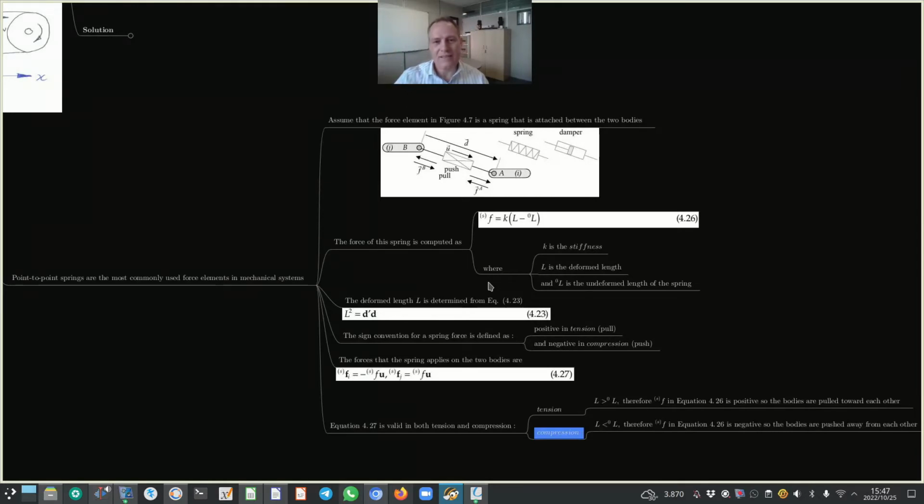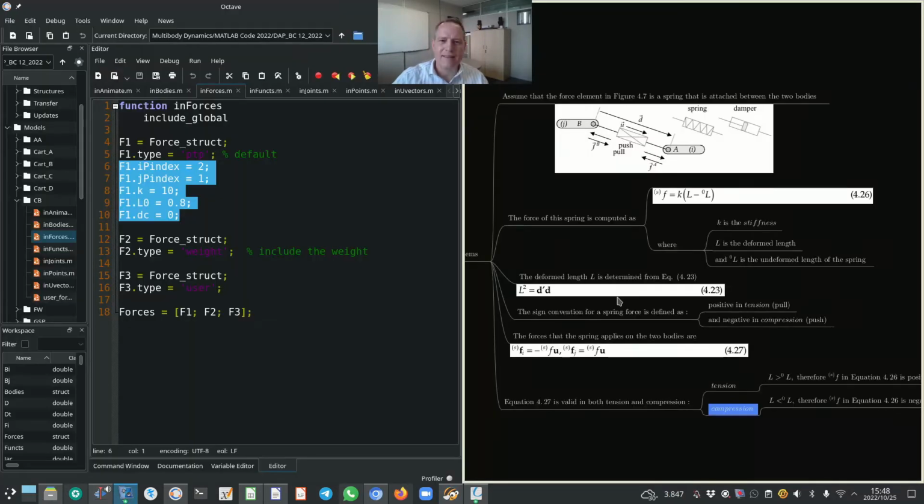Okay, so the same is obviously true for tension, where the deformed length is greater than the undeformed length. And if you imagine holding a spring in your hands and pulling on the spring, it will be pulling your hands toward each other. So let's now quickly look at the other input parameters for this point-to-point force F1 that we are busy defining.